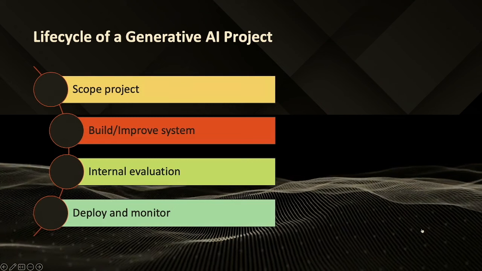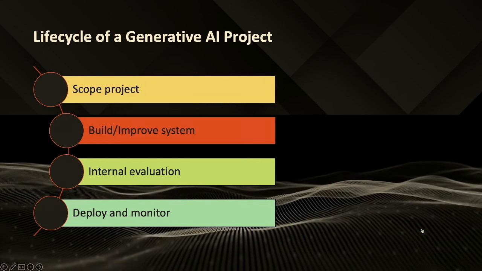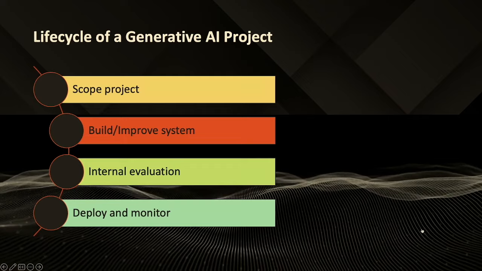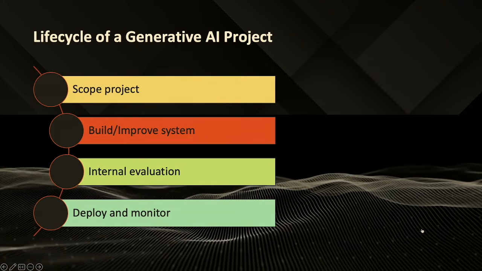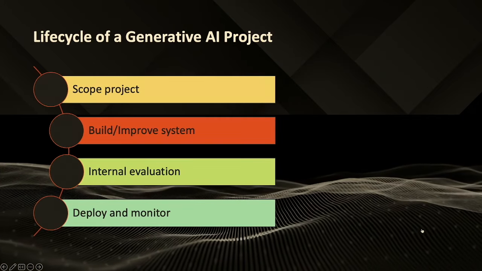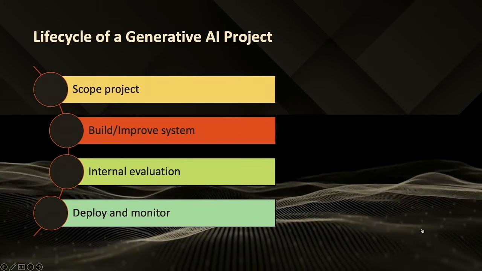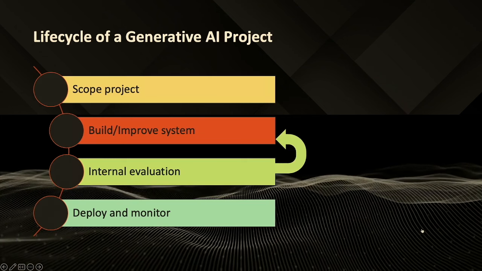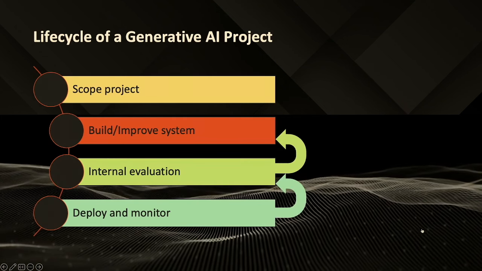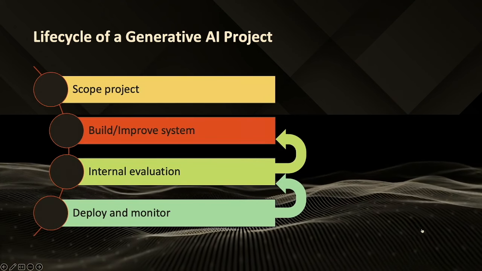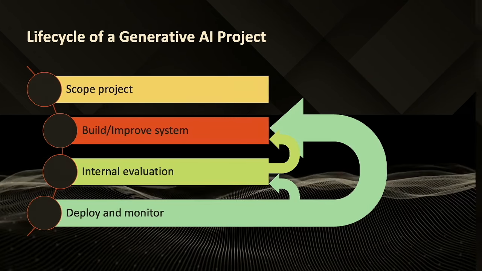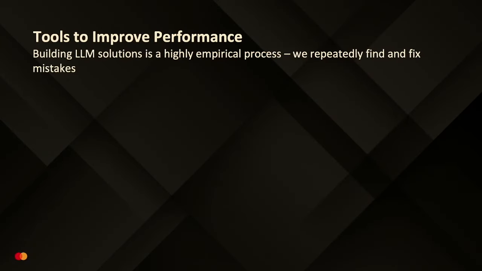The lifecycle of a generative AI project starts from project scoping, then building the system. Then internally, you need to evaluate whether the results are good or bad. You definitely need some subject matter expert to look at the results. It's not quite easy to let the LLM handle everything at the initial phase. Then with this internal evaluation, you will need to improve the system. And also, when you actually deploy it, you need to continuously monitor the outputs and go back to internal evaluation and improve the system again. It's a highly experimental process and we repeatedly find and fix mistakes.